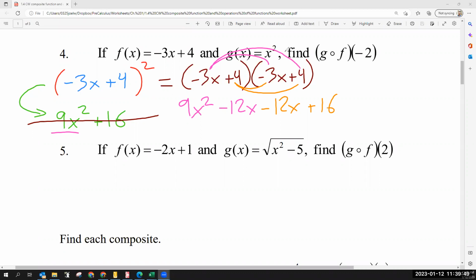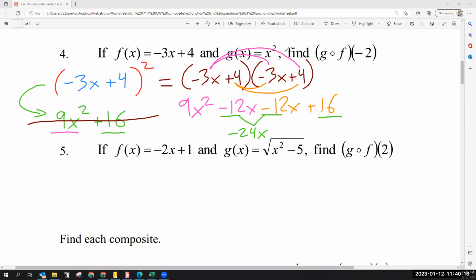I still got the 16. There you go. There and there. But what am I missing? What was I missing the first time? The middle terms. And those two combine to make -24x. Now, there is a trick. That's a little bit of a step. There is a shortcut to get that middle term.